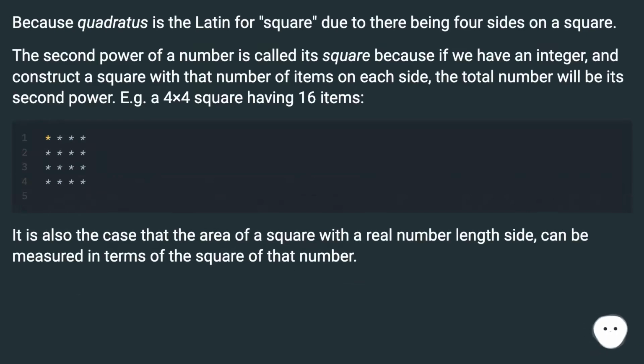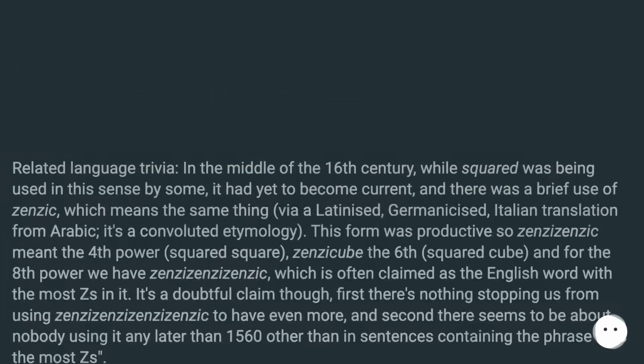The second power of a number is called its square because if we have an integer, and construct a square with that number of items on each side, the total number will be its second power. E.g. a 4 by 4 square having 16 items. It is also the case that the area of a square with a real number length side can be measured in terms of the square of that number.